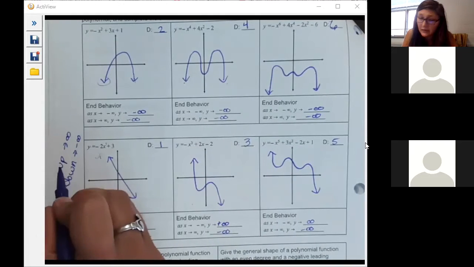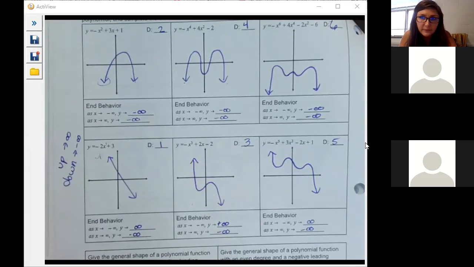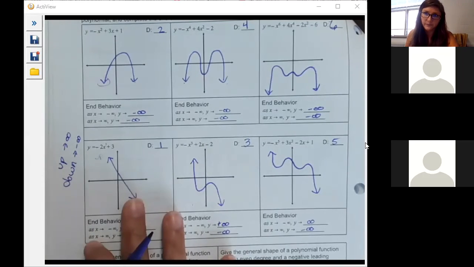Okay. This is the key here. If your arrow points up, infinity. If it points down, negative infinity. Okay, that's the big idea for end behavior. Now there are a couple generalizations that we can make based on what we've seen here.